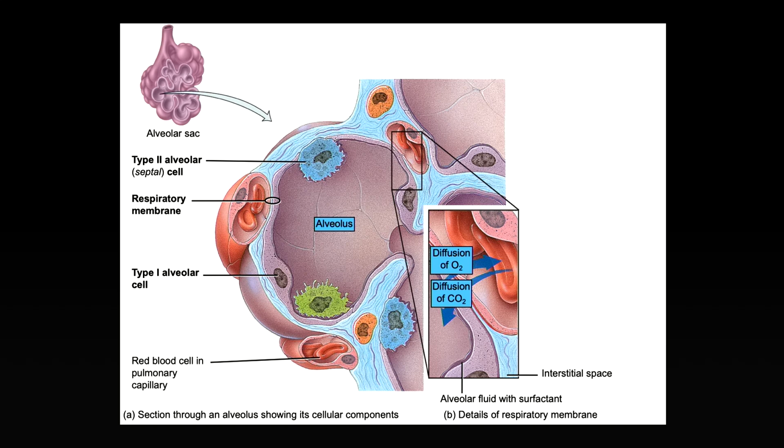We'll come back to that detail and that information in class tomorrow. Got a cool little animation to show you more about it. The type 2 cells secrete surfactant. They prevent the alveoli from collapsing. That's important. See you tomorrow.